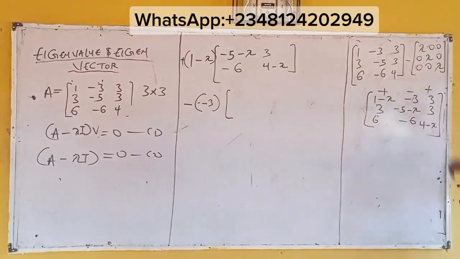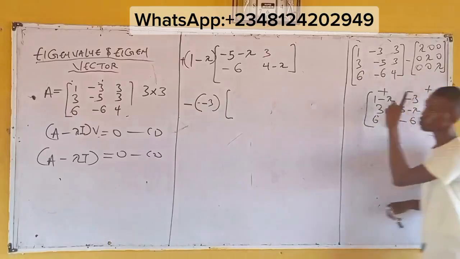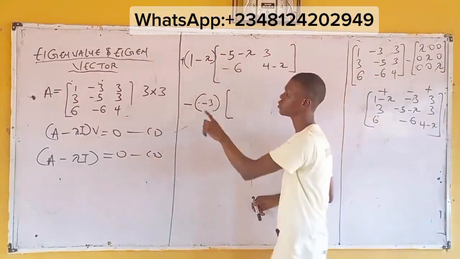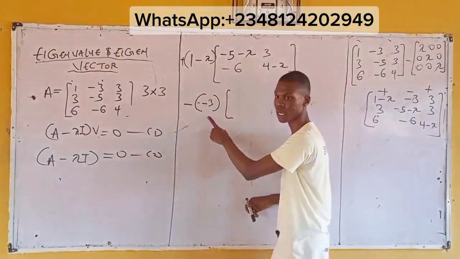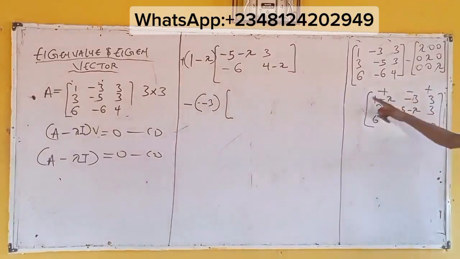Now using row 1, I've made use of this one, 1 minus lambda. The next one is what? Negative 3. Negative, the cofactor, this is it. The magnitude itself, negative 3, right? And the idea is that row 1 cancels out, row 2 cancels out. What are you left with?